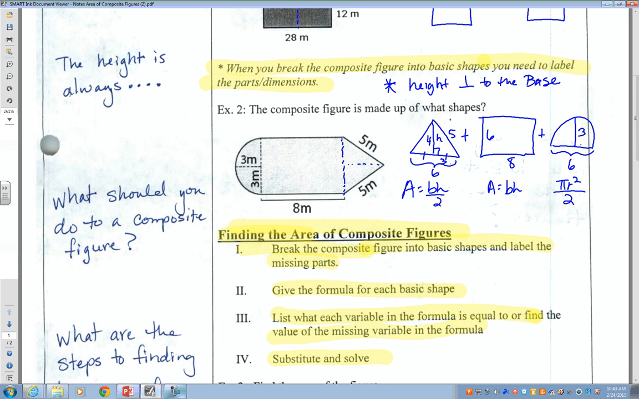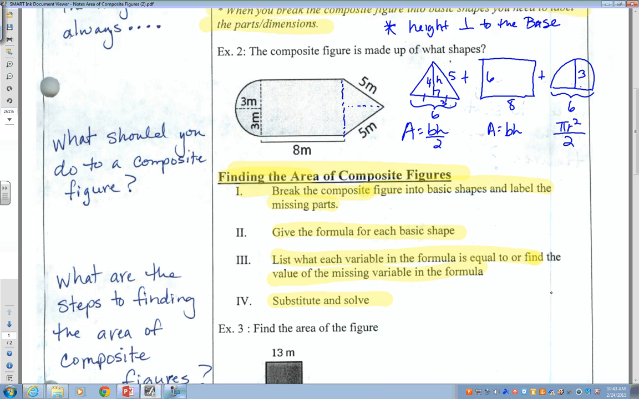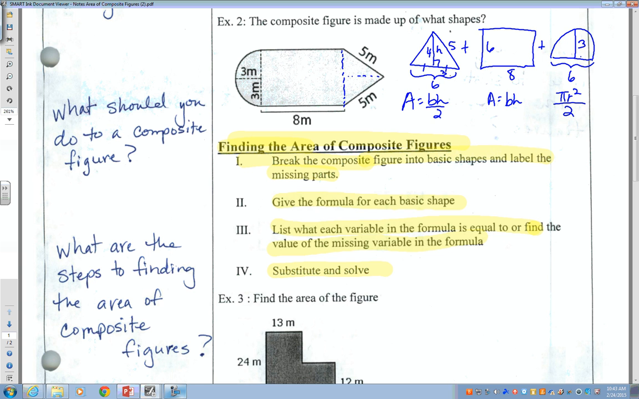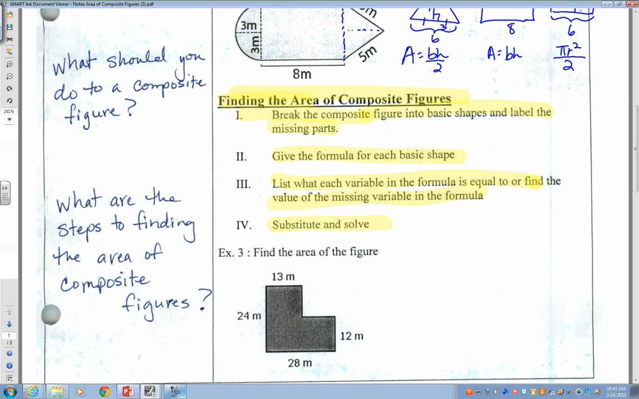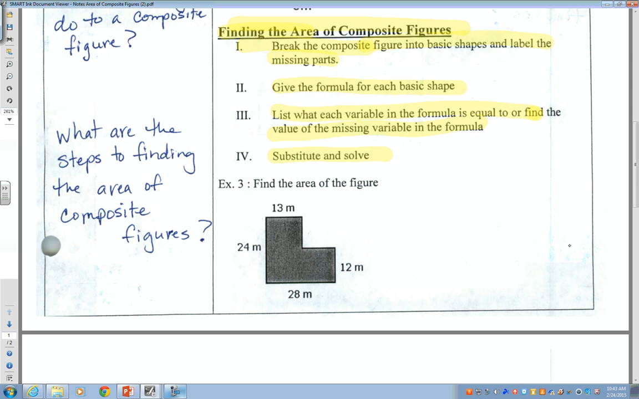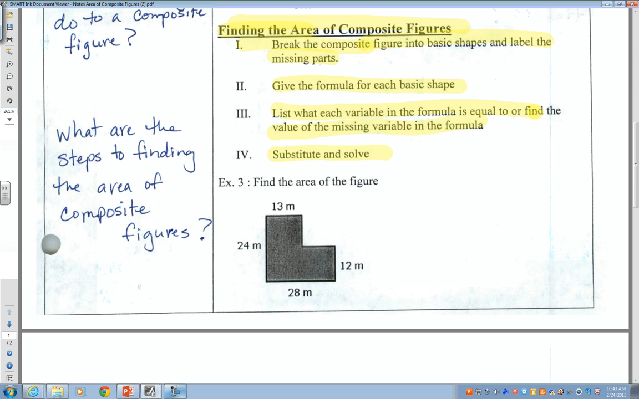All right, so you mean area? Circle, yeah, because there are going to be some circles in your composites. All right, so here are the things you need to make sure you know when you're breaking it down. Always break into basic shapes and label the missing parts. Basically, label the dimensions. Give the formula for each basic shape, which is what I did above. Identify each variable in the formula. Basically, substitute and solve. Okay?